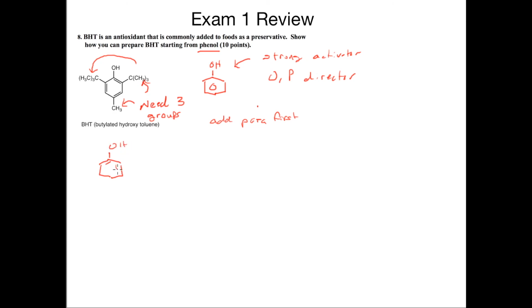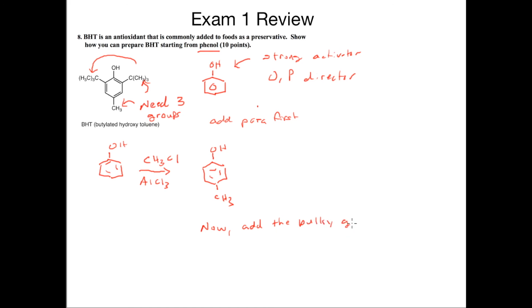Add these in, and we will assume for the sake of argument that it only adds one time and puts it here in the para position. Then the next thing I need to do is add two of these t-butyl groups. I've got the para position effectively blocked now, so I'm going to add the bulky groups. The OH is still going to be my director, so it's going to want to go ortho and para even though it's bulky.